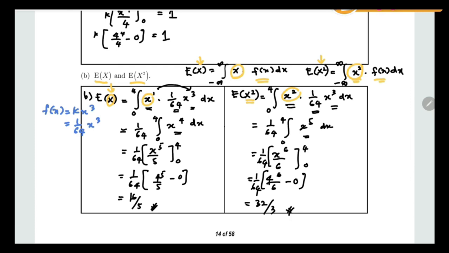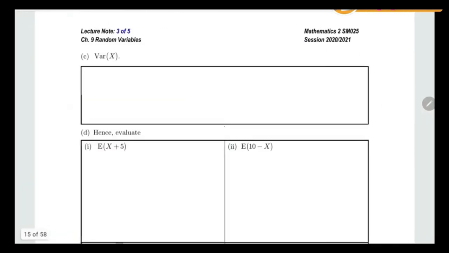Okay, we have done the expected value of x and the expected value of x squared. We are going to proceed with part C. Part C asks us to find the variance. The formula for finding the variance is the expected value of x squared minus the expected value of x, in brackets, squared. So you should have the square outside here.